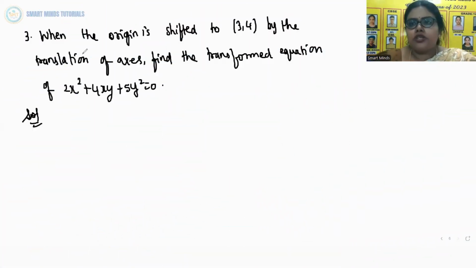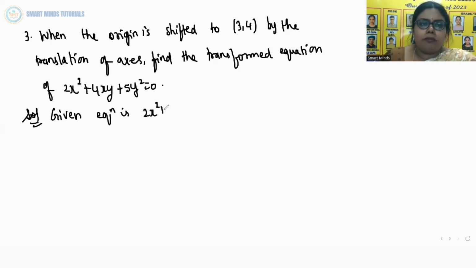Now take this question. When the origin is shifted to (3, 4) by the translation of axis, find the transformed equation of 2x² + 4xy + 5y² = 0. So first let us write down the given equation. The given equation is 2x² + 4xy + 5y² = 0. Let this be equation number 1.